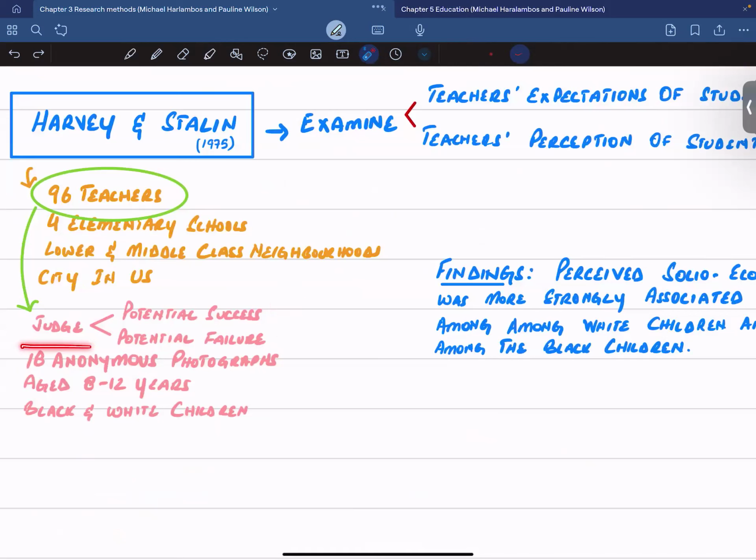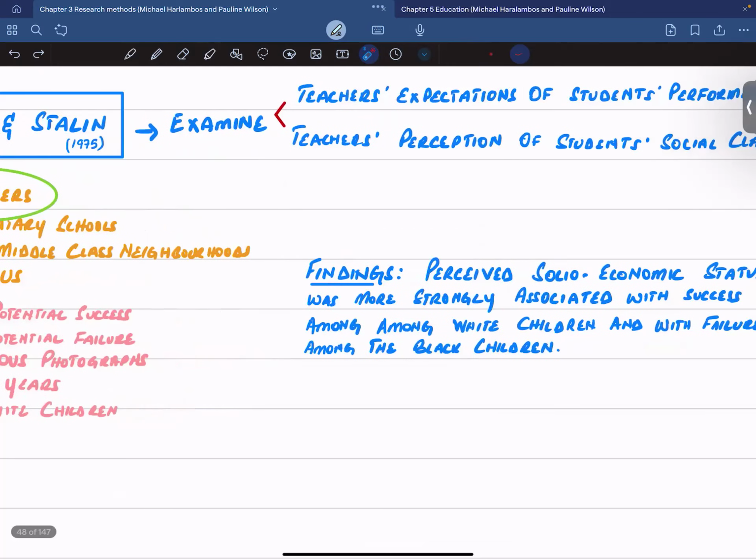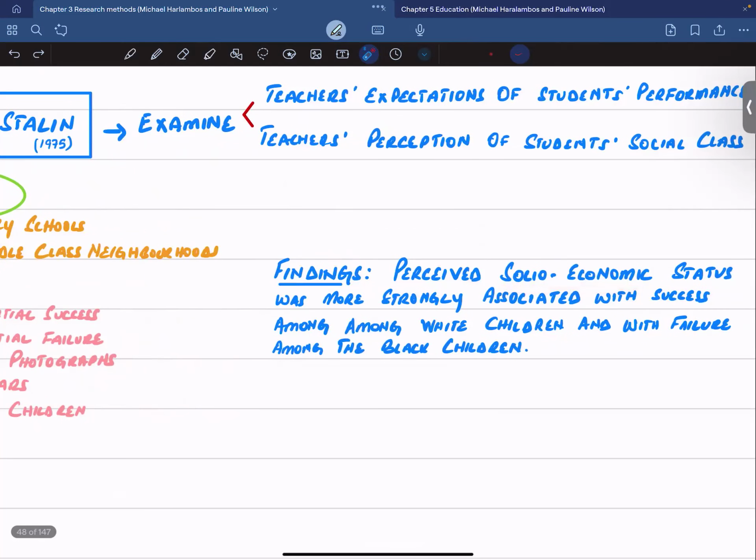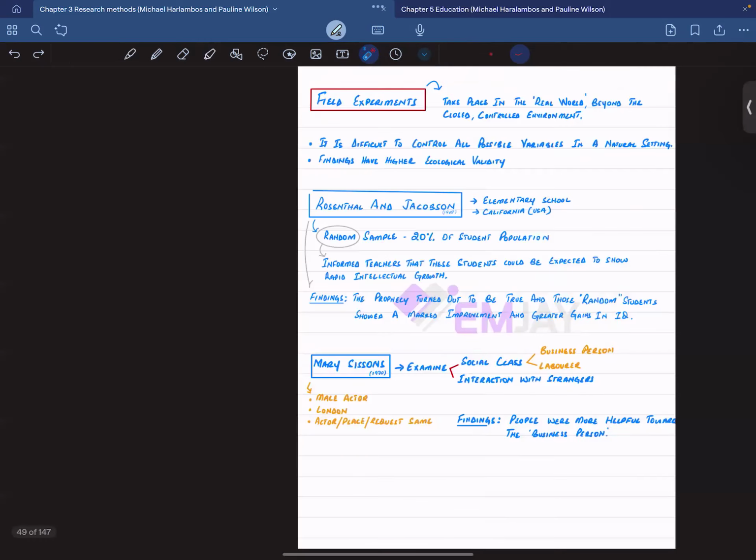How did they make this judgment? They made this judgment through 18 anonymous photographs of children between 8 to 12 years. And these children were either white children or black children. And the researchers found out that the perceived social class status was more strongly associated with success among white children and with failure amongst the black children. So in a nutshell, teachers' perception about white children was that they would succeed, and teachers' perception about black children was that they might not succeed.